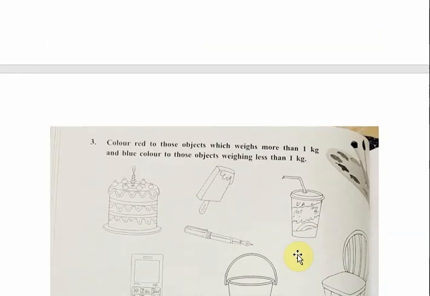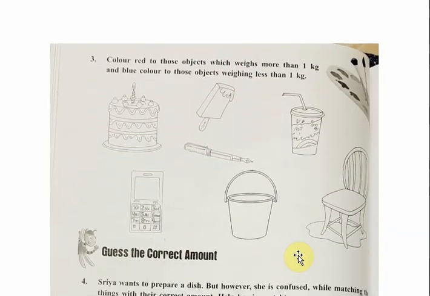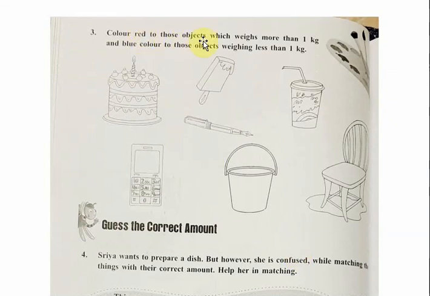Okay. Now moving on to the next page. Color red to those things which weigh more than 1 kilogram and blue color to those objects weighing less than 1 kilogram. Here are given some of the things which have weight more than 1 kilogram and some things which have weight less than 1 kilogram.